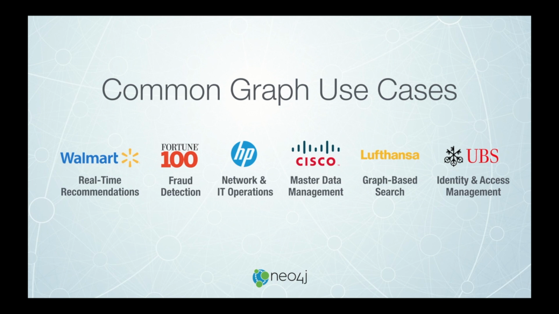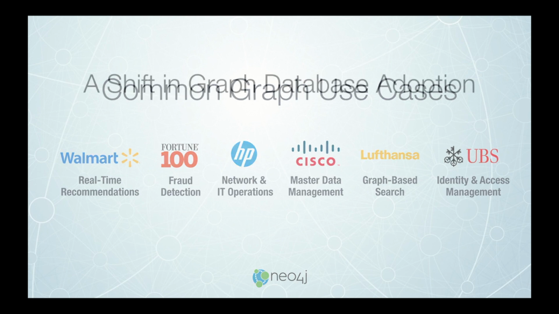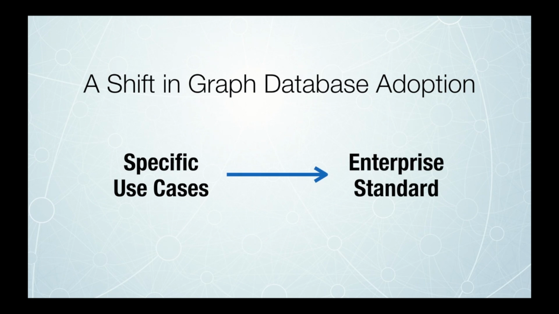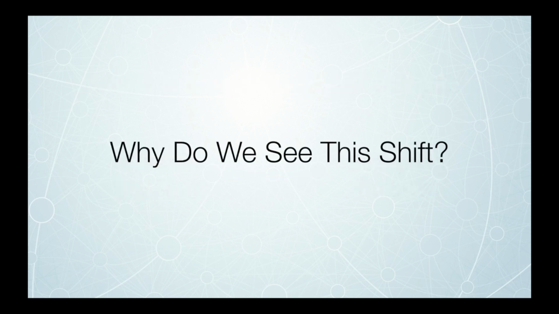So that's one of the biggest things that we've seen happen over the past couple of years, our ability to articulate the value of graph databases for particular verticals and industries and use cases. What's happened more recently, though, is that we've seen a big shift in graph database adoption, where it used to be that we got selected specifically for these particular use cases. But what's been happening more recently is that it's becoming more of an enterprise-wide standard. And that's a very exciting and interesting shift. But the question then is, why do we even see this shift?